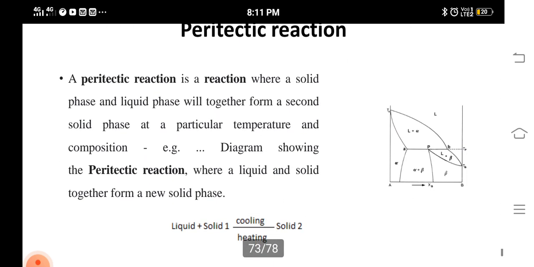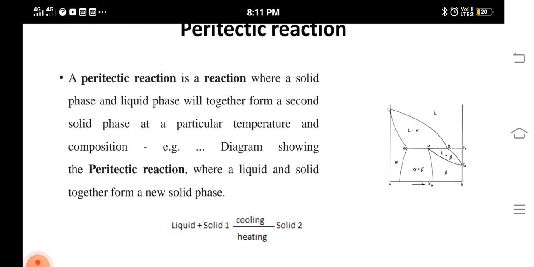Then we'll see the peritectic reaction. A peritectic reaction is a reaction where a solid phase and a liquid phase together form a second solid phase at a particular temperature and composition. For example, its diagram shows the peritectic reaction where liquid and solid together form a new solid phase. For example, silver and platinum give the peritectic reaction.